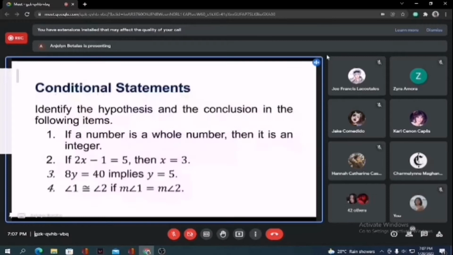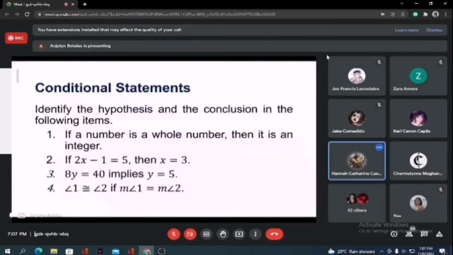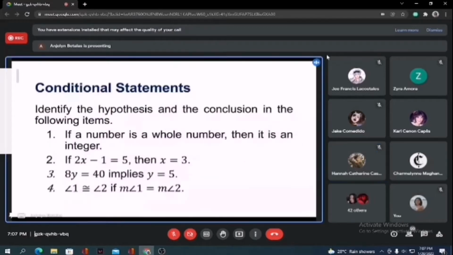Okay. So, what is the hypothesis here? The hypothesis is angle 1 is congruent to angle 2, and then the conclusion is the measure of angle 1 is equal to the measure of angle 2. But the if is not included.